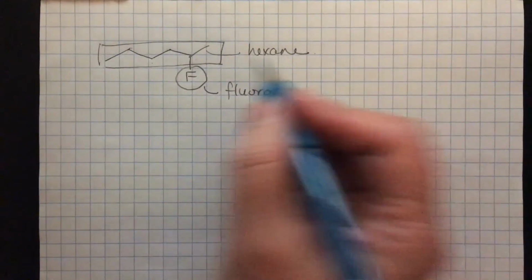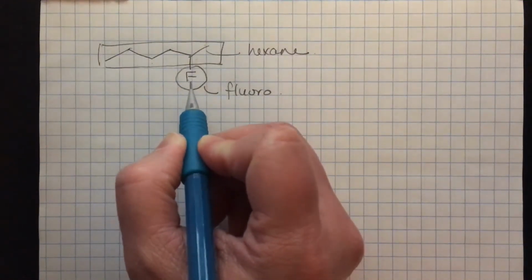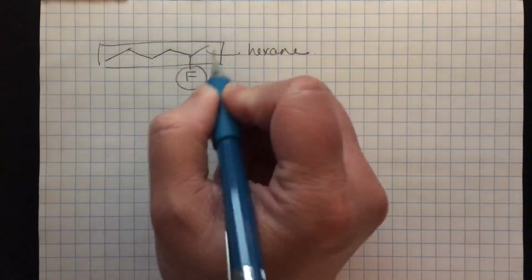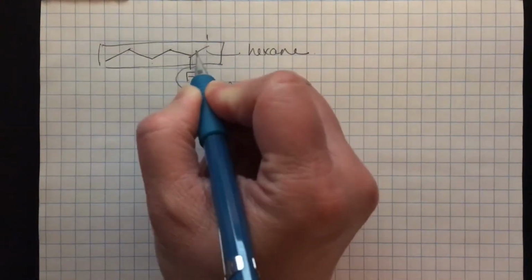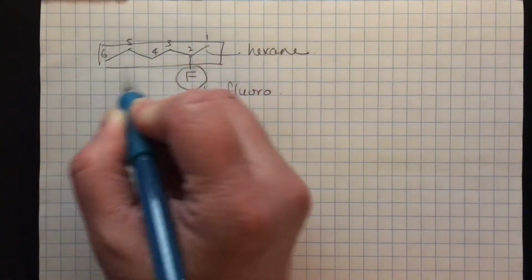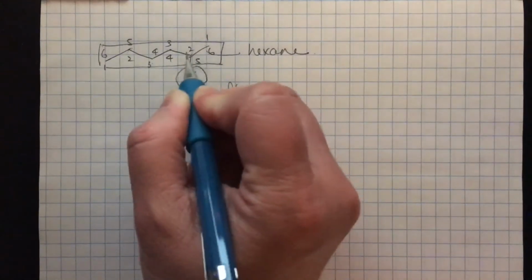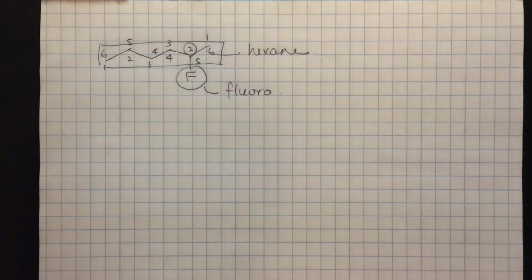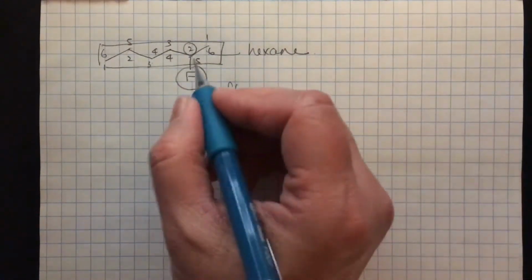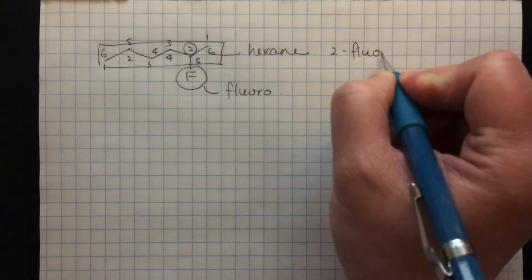And so in this case, again, when we do the numbering, we always try to give the attachment group the smallest number possible. So in this case, we can see that it's closer to the right-hand side. So we number 1, 2, 3, 4, 5, 6, and then 1, 2, 3, 4, 5, 6. We see that the 2 gives the fluorine attachment group the smallest carbon location. And so that is the one we choose. So this becomes 2-fluorohexane.